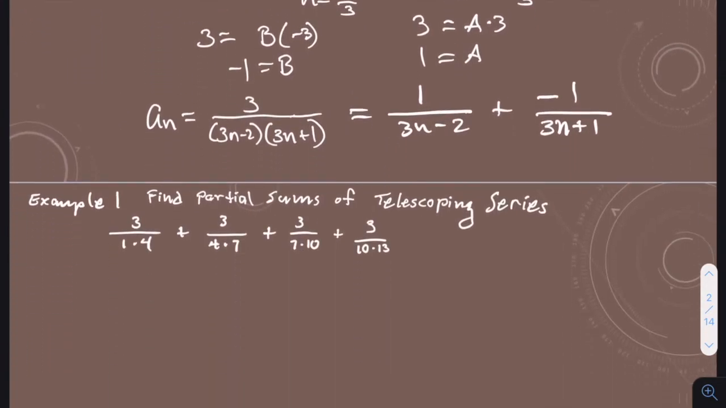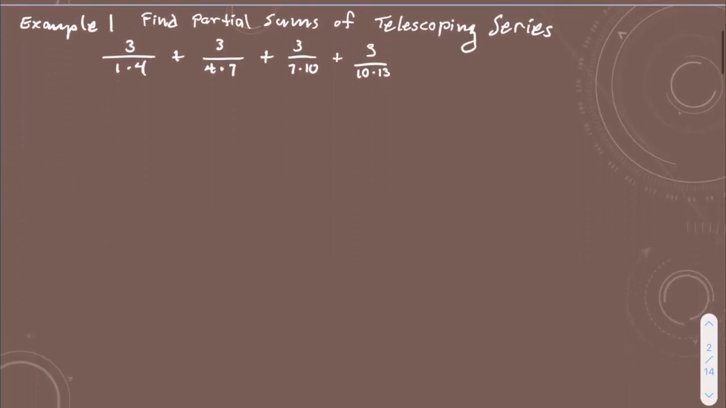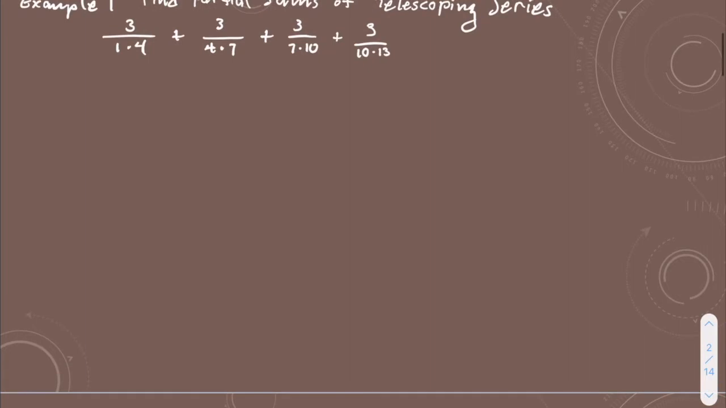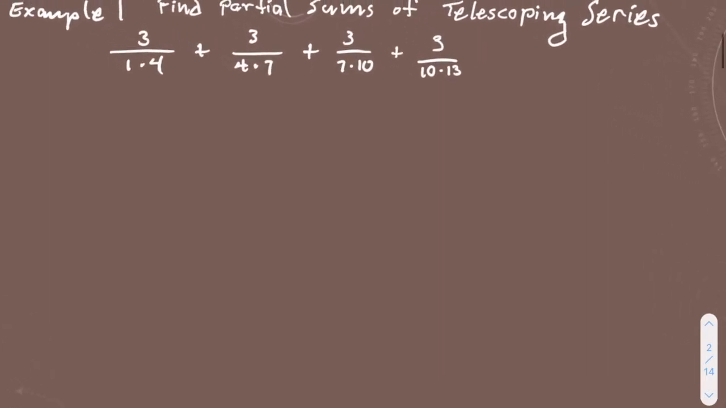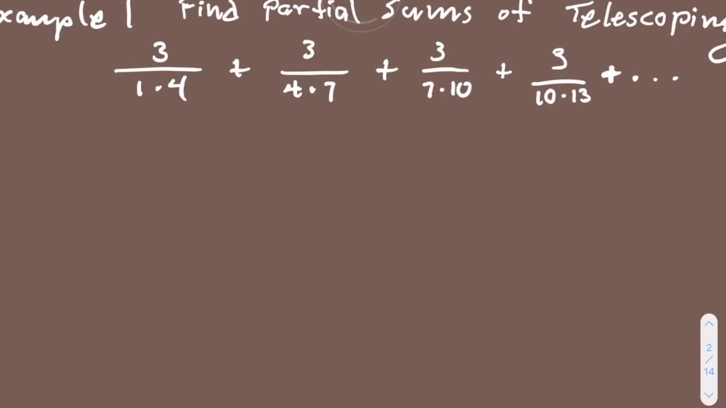And as we move that forward now, we're actually looking at this guy right here, finding the partial sums of telescoping series. This expression is 4 terms of a series that's going on to infinity. So let's look at them one term at a time: 3 over 1 times 4 plus 3 over 4 times 7 plus 3 over 7 times 10 plus 3 over 10 times 13, and on and on and on.